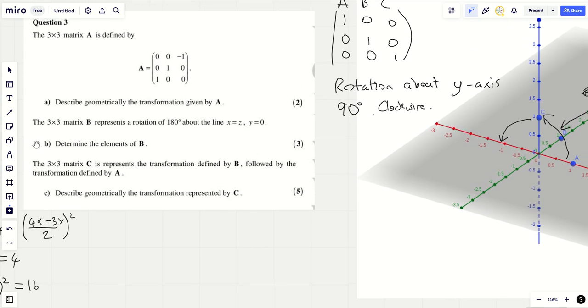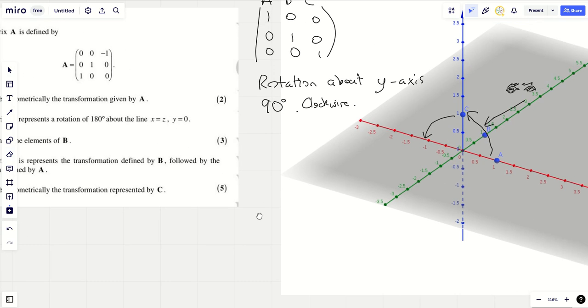Okay. Part B, the 3x3 matrix represents a rotation of 180 degrees about the line x equals z. Now, this is interesting, because if they didn't include this last bit here, I'd be like, that's not a line, that's a plane. But no, they have to give it an extra condition to turn it into a line, and y equals 0. Okay, so what does this look like?